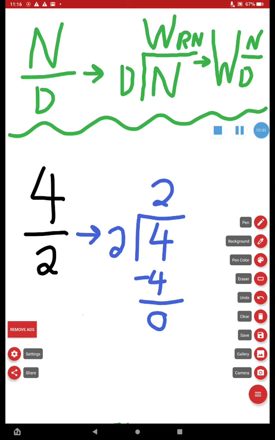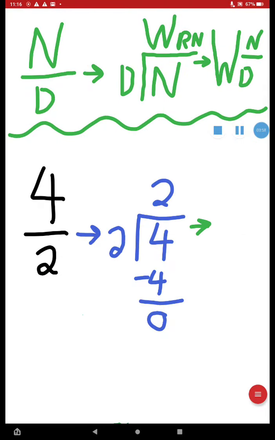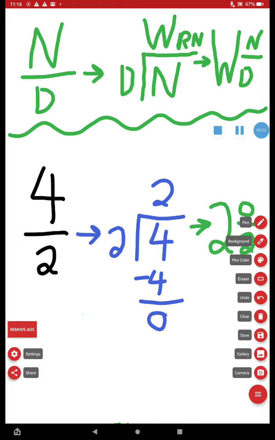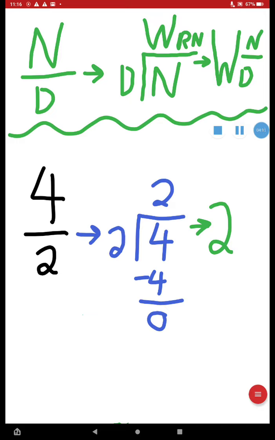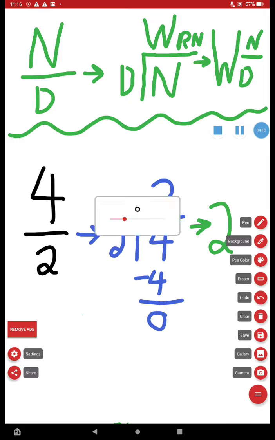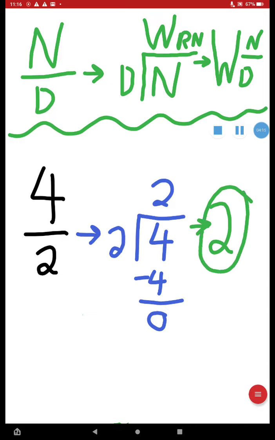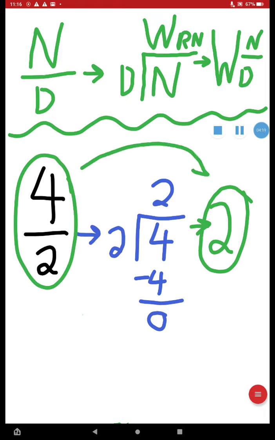Did I get a remainder? No, I did not. There's no remainder there. So because there's no remainder, I don't need the fraction bar. I don't need to say 2 and 0 over 2, okay? I don't need to do that. I can just say 2 is my answer. So 4 halves is the same thing as saying 2.